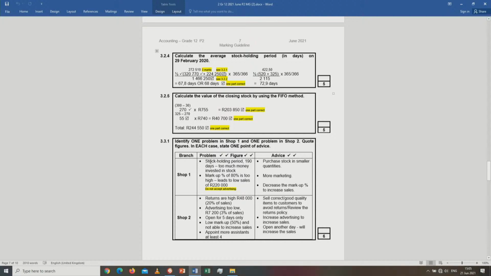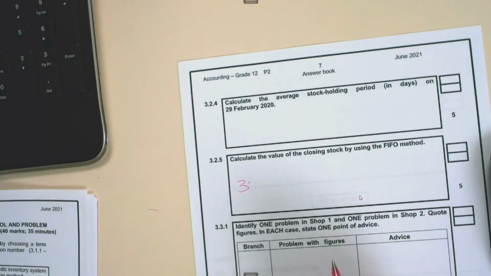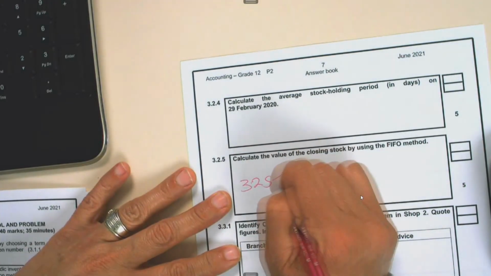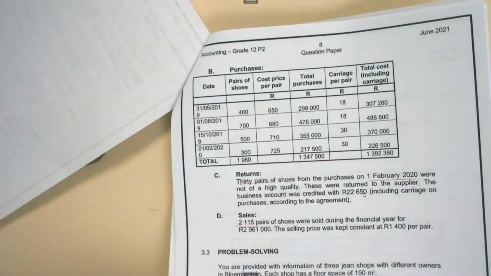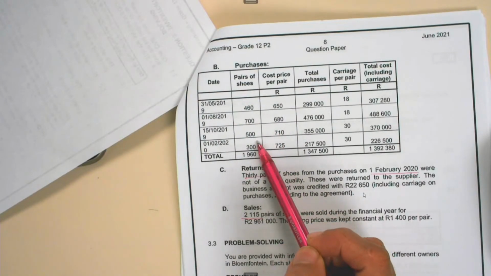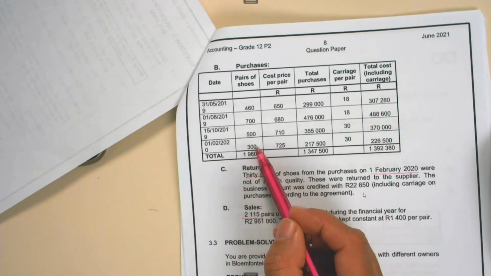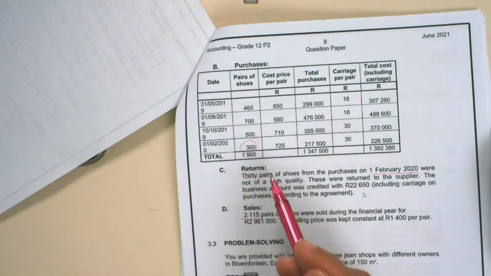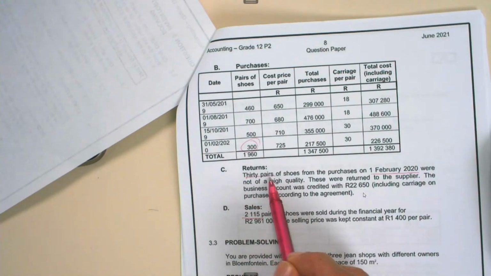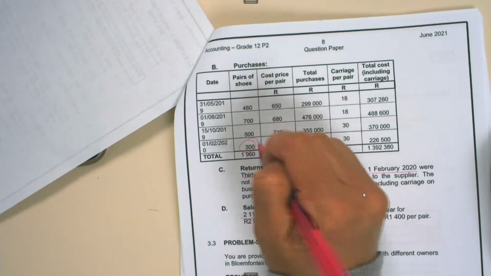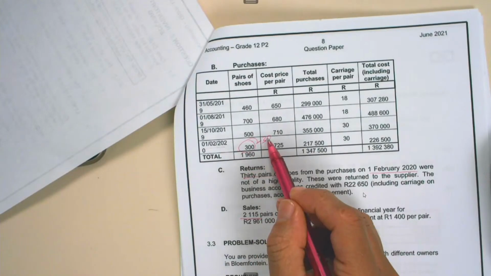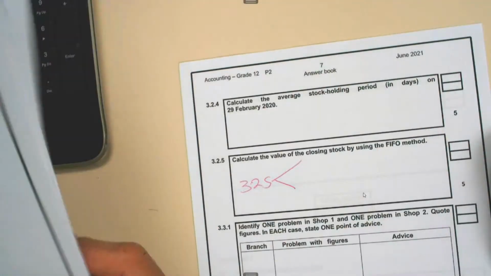Calculate the value of closing stock by using the FIFO method. This one I just want to do again as well. FIFO, we have 325 units on hand. So we have to calculate FIFO. We go to our last batch. But now we have 300 in our last batch. But we were also told in C that 30 pairs of shoes from the purchase on 1 February were returned. So minus 30, so 300 minus 30 will give me 270.